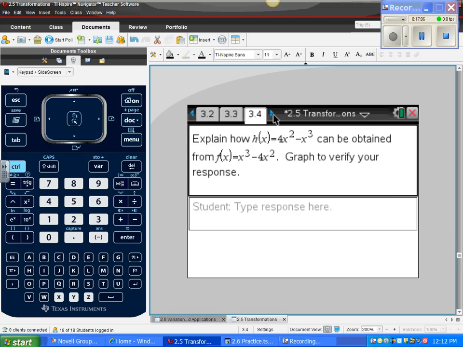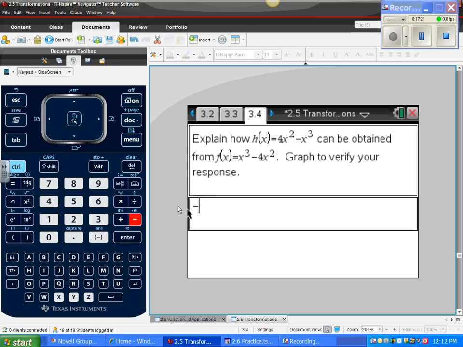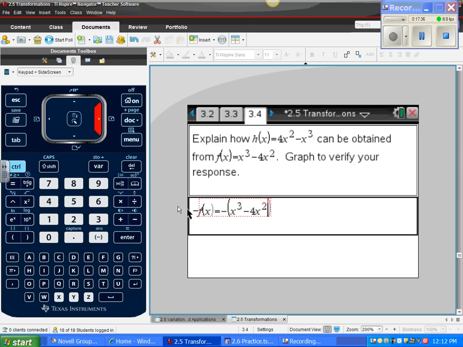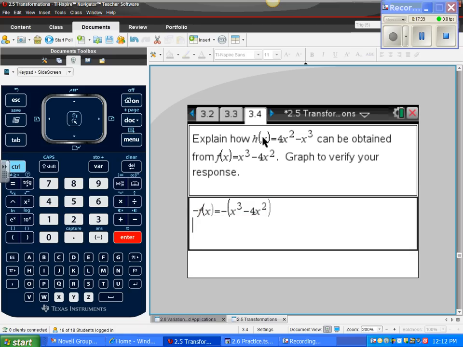Explain how h of x equals 4x squared minus x cubed can be obtained from f of x equals x cubed minus 4x squared. Graph to verify your response. All right, so the first thing we're going to look at and pay attention to is negative f of x. If I were to take my function f of x and multiply it by negative 1, that equals negative 1 times x cubed minus 4x squared, right? And that's just taking my f of x and multiplying both sides by negative.